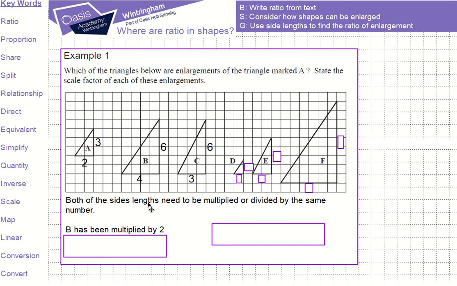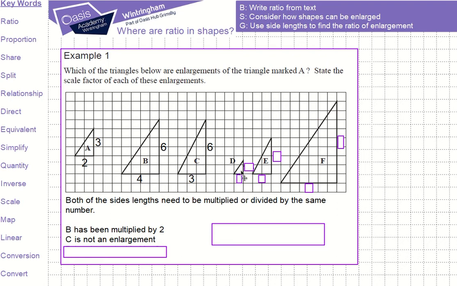Remember, both of the side lengths need to be multiplied or divided by the same number. So let's have a look at the height this time. On shape A it was 3, and on our new shape the height is 6. 3 multiplied by 2 is 6. So let's check. Multiply 2 by 2. Well, that's not 3. 2 multiplied by 2 is 4, but on this shape we've got 3. And that doesn't work. So C is not an enlargement.